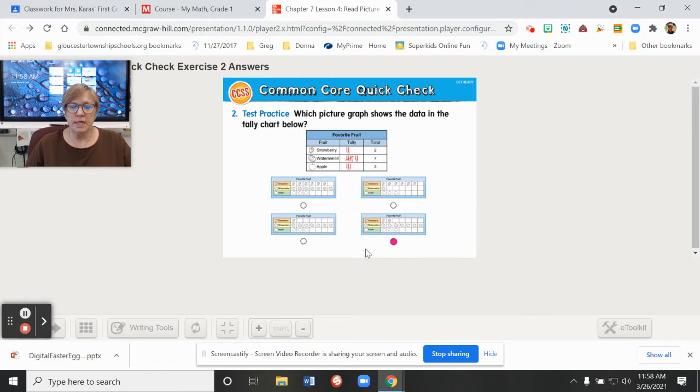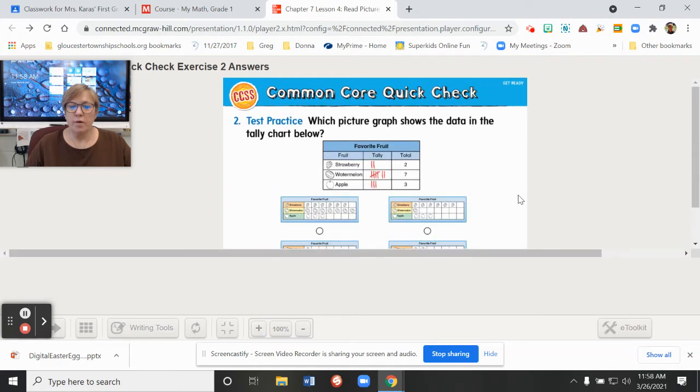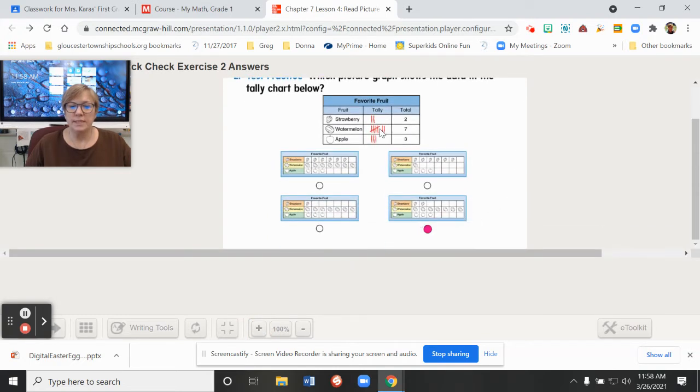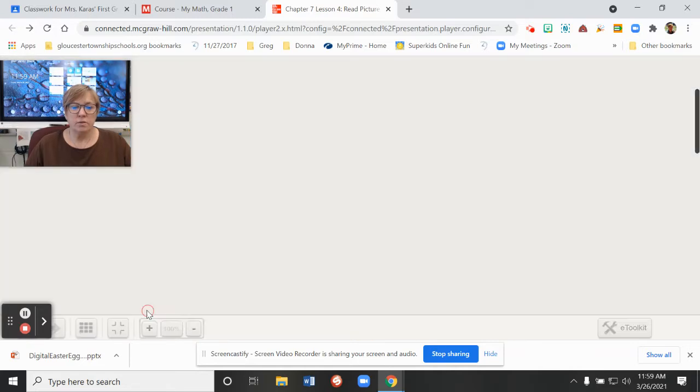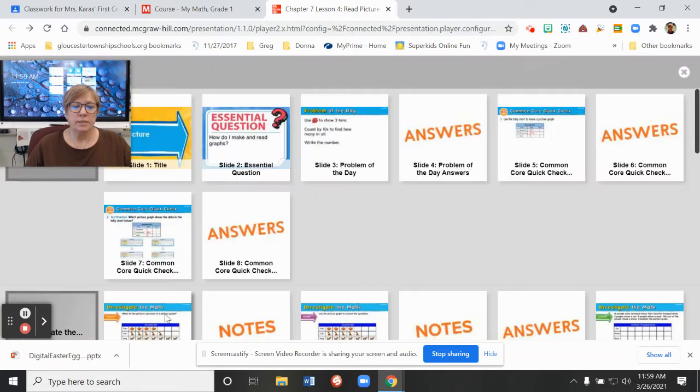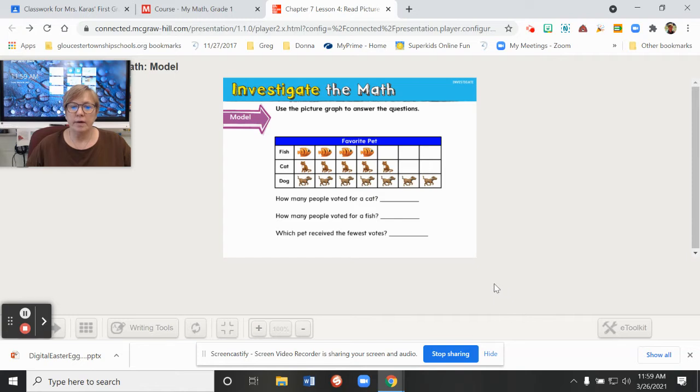Okay, so as you can see here, it is the bottom right one that represents the same information as was given on the tally chart. Okay, so let's look and investigate. Now here is a pictograph, and it's showing our favorite pets. Now, what information could we get out of this, or any pictograph? Tell someone next to you what information you could get from a pictograph.